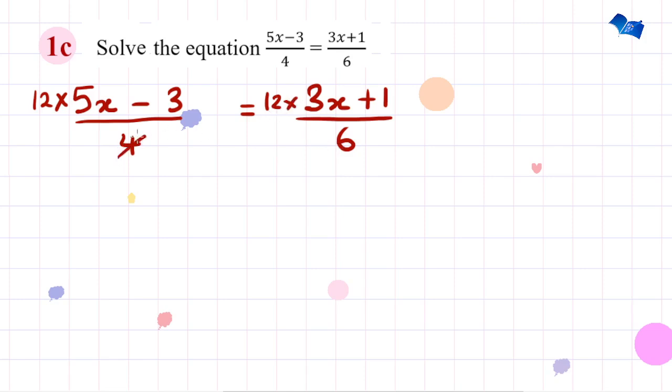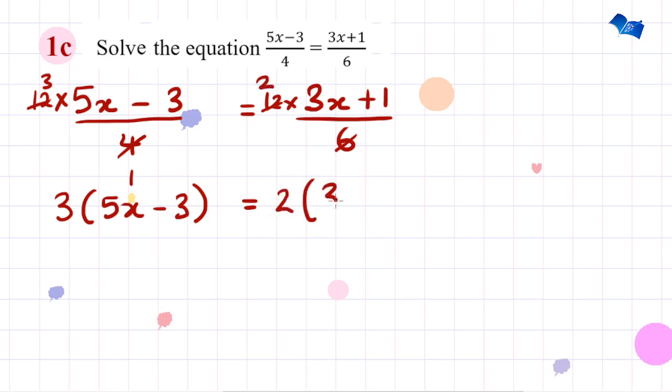So 4 into 12 is 3, so 3 will multiply what's up here. This will give us 3 times (5x minus 3). Then here, 6 into 12 is 2, so 2 will multiply everything here: 2 times (3x plus 1). Now I'm going to open the brackets. 3 will multiply 5x. It will also multiply minus 3. 2 will multiply 3x. It will also multiply 1.